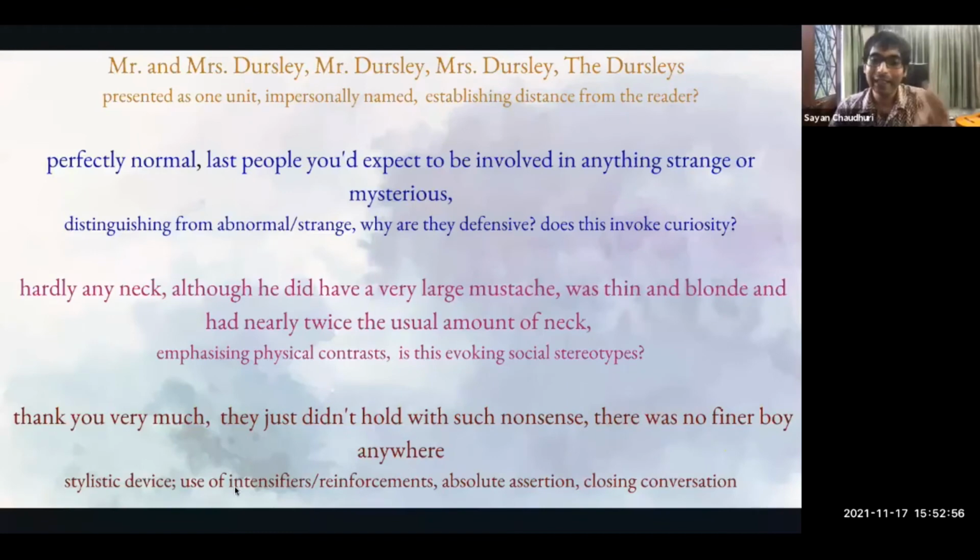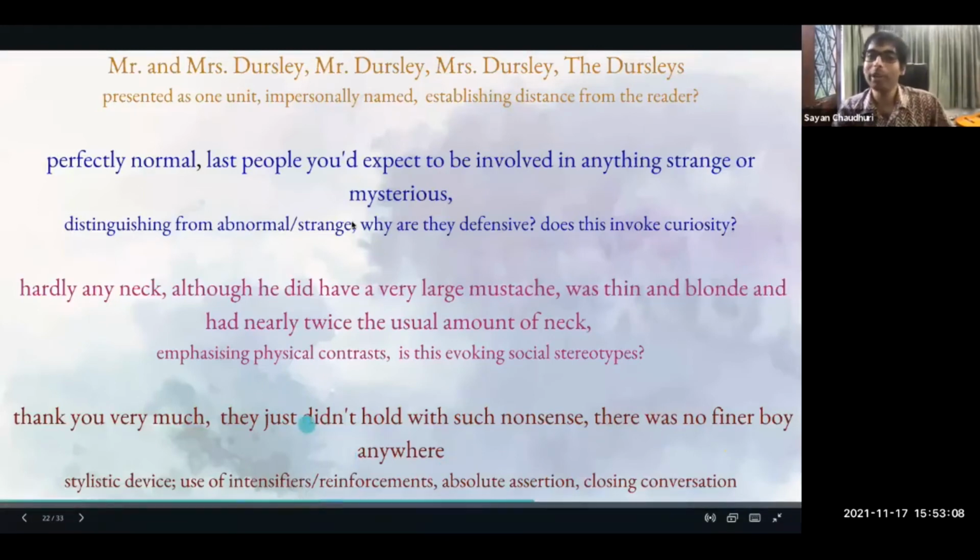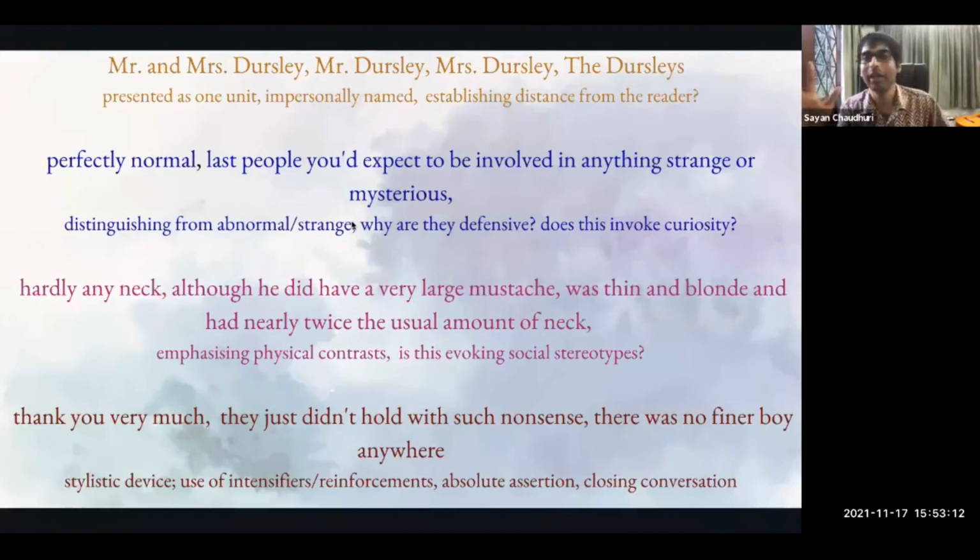That the use of intensifiers, and perhaps if we read more of the text, we start noticing, yeah, this is how the author rhetorically or linguistically shows us the meaning. This is how the author makes us feel. That there are moments where the author is showing us that these characters close the conversation. There's an absolute assertion, and the author does it by using these phrases.